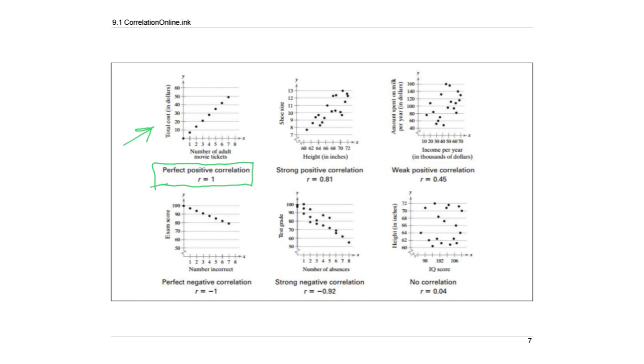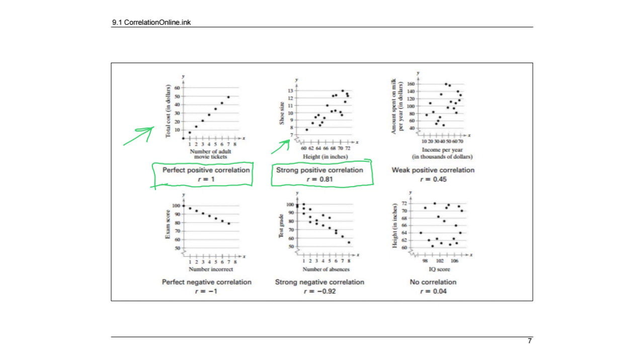Now, if you go to the next one to the right, this time we have height in inches and shoe size. So the data is a little more mixed up. You can still see that there's definitely a trend, right? You can see that you're headed up if you drew a line through these data points. It's not perfect, not like that first one, but it's pretty strong. They're telling me that R is 0.81. So pretty close to 1, but not quite 1. And so we would say a strong positive correlation.